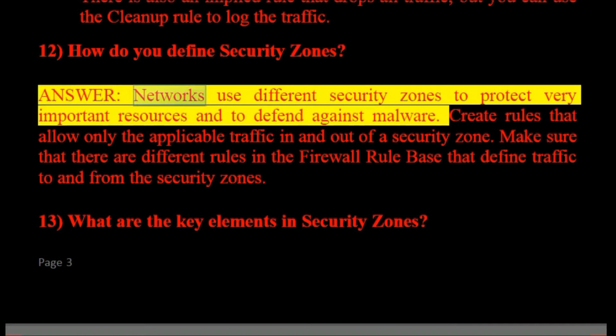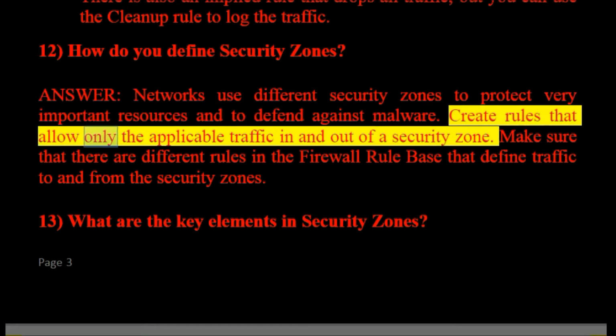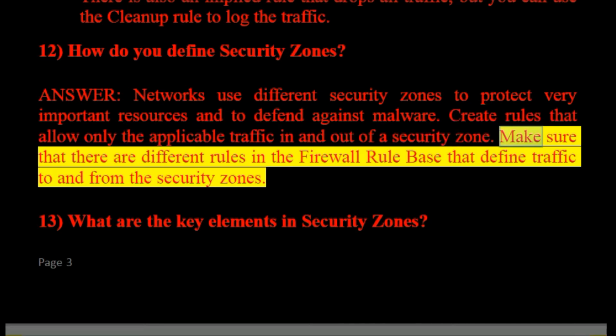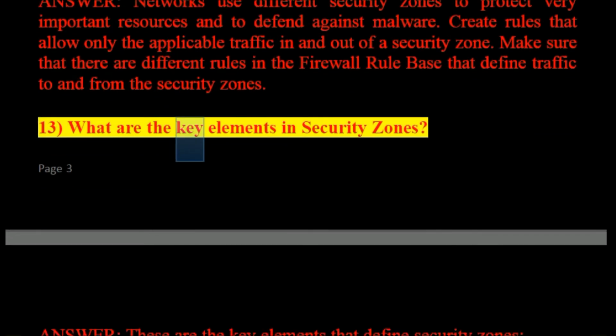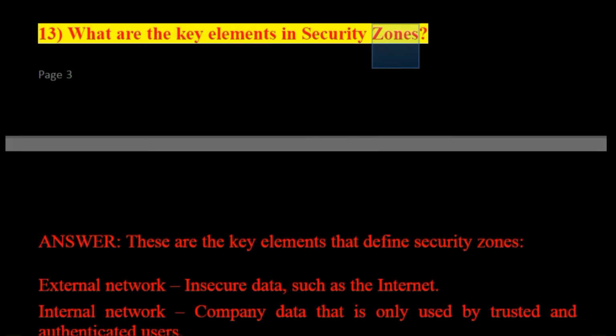Answer: Networks use different security zones to protect very important resources and to defend against malware. Create rules that allow only the applicable traffic in and out of a security zone. Make sure that there are different rules in the firewall rule base that define traffic to and from the security zones. 13. What are the key elements in security zones?